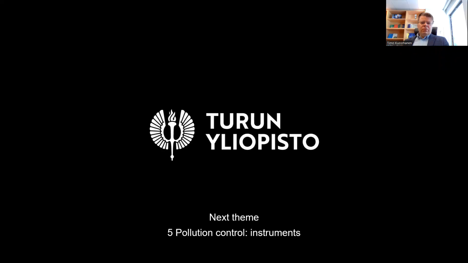So as the next broad theme, we then go to the instruments. Having decided what the target level of pollution is, the next question is, how do we get there, and what kind of policy instruments can the government and government agencies use to get there.